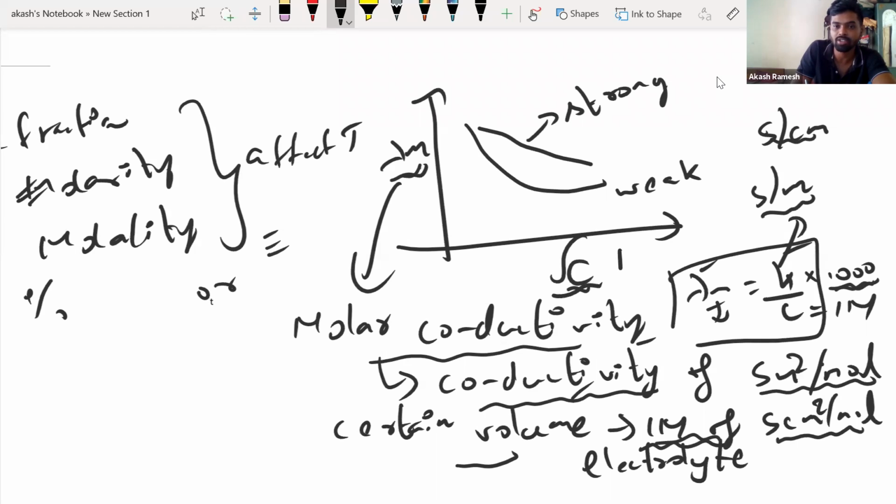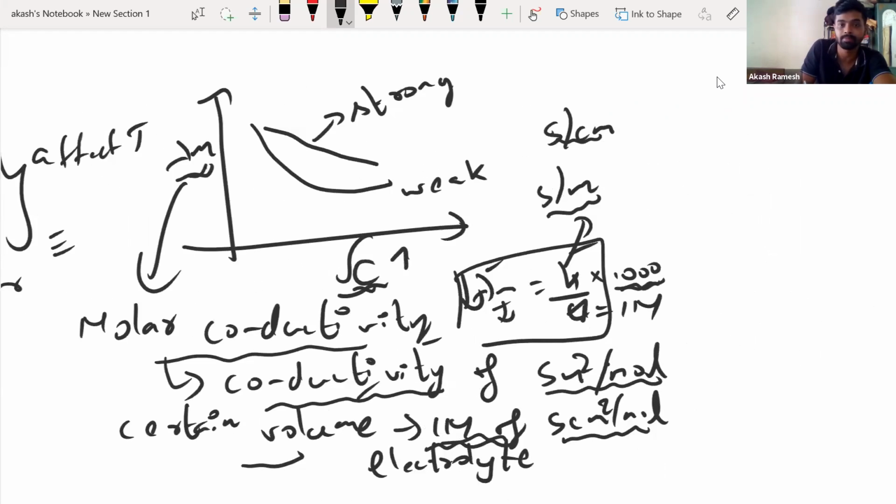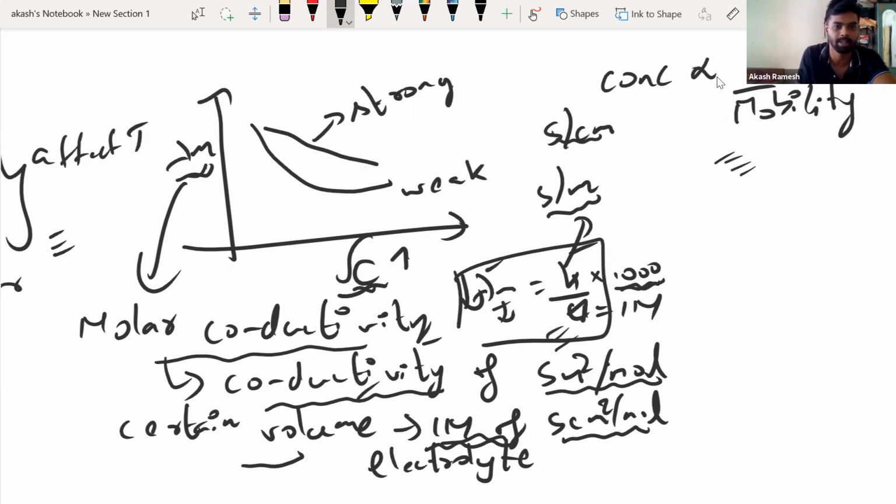As the concentration increases, lambda m value will keep on decreasing. I told you why also, because if concentration increases, it is actually inversely related to the mobility of the ions present. When I have high concentrations, there'll be less space for the ions to move, and obviously less conductivity value. So more and more dilution, more and more mobility, more and more molar conductivity, or conductivity for that matter. But if concentration increases, lambda m value decreases. Either by the formula you can understand, or by the scientific explanation you can understand why it is happening like this.